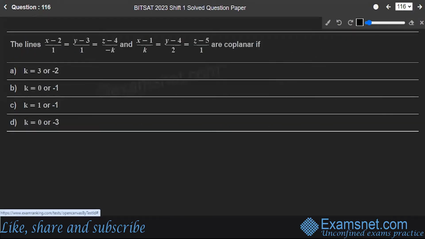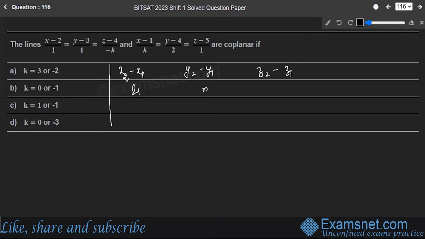Hope you understood this. Next is question number 116. The lines are coplanar if, see, two lines are coplanar if their determinant is equal to 0. So here you are given these two lines. They will be coplanar if their determinant comes out to be 0. Here I'm writing the general form: x2 minus x1, y2 minus y1, z2 minus z1, L1, M1, N1, L2, M2, N2. This is equal to 0.